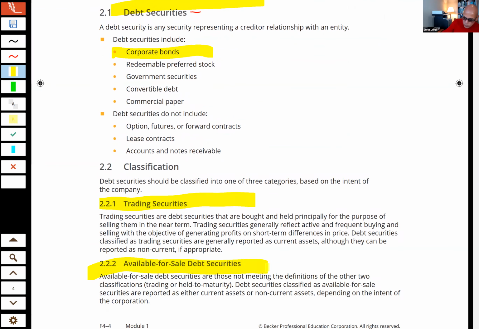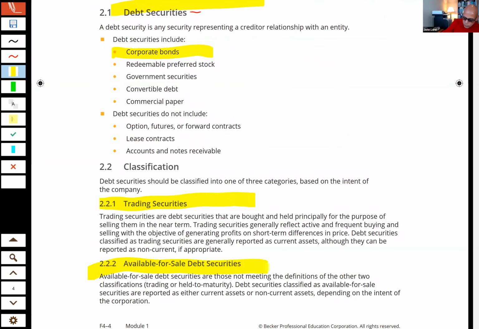Trading securities are debt securities that are bought and held principally for the purpose of selling in the near term. Trading securities generally involve active and frequent buying. Debt securities classified as trading are generally reported as current assets.